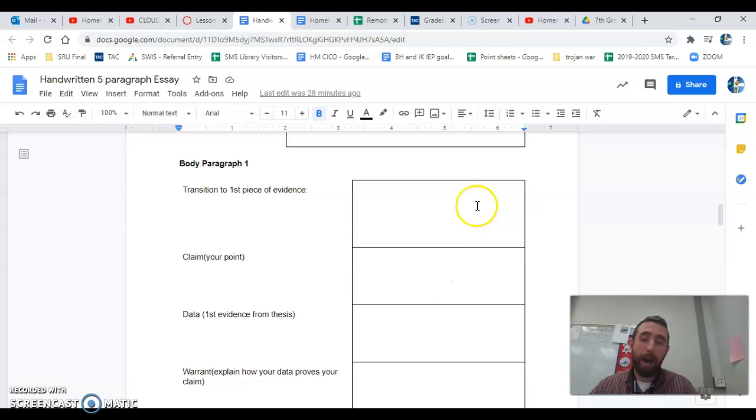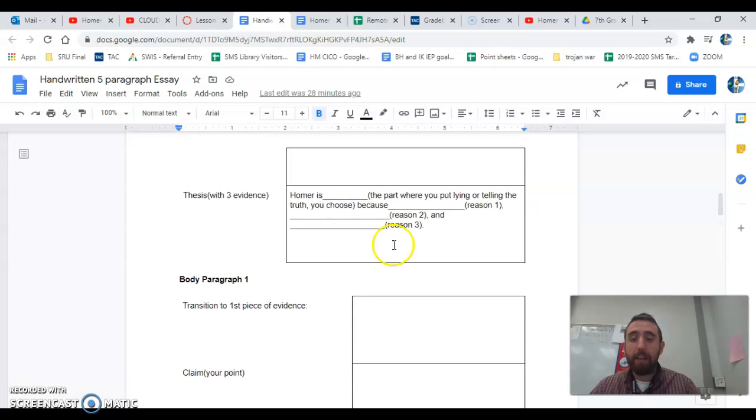Now we move on to our body paragraphs. Okay, our body paragraphs. Now, folks, the body paragraphs, that's where your real information is going to be. That's where the person's going to be really convinced by the evidence that you found, whether Homer's lying or telling the truth.